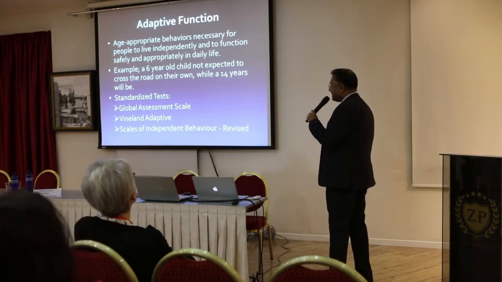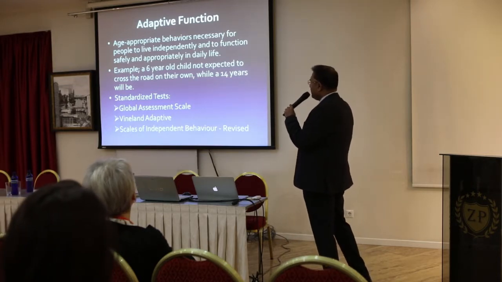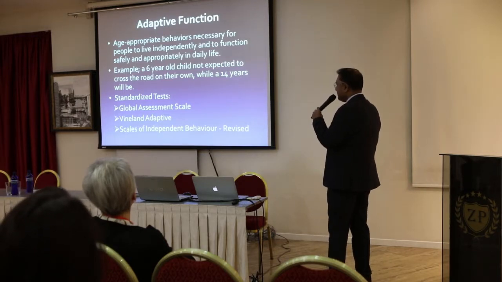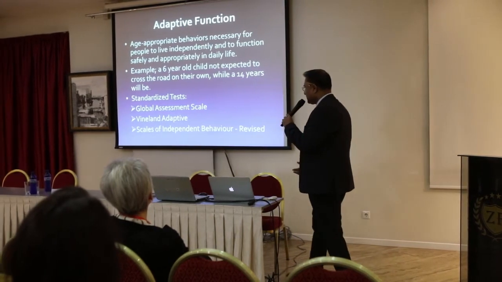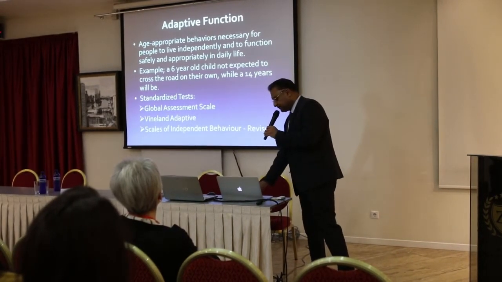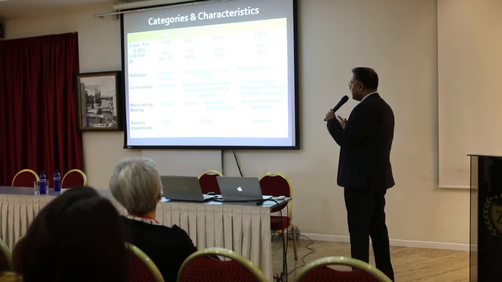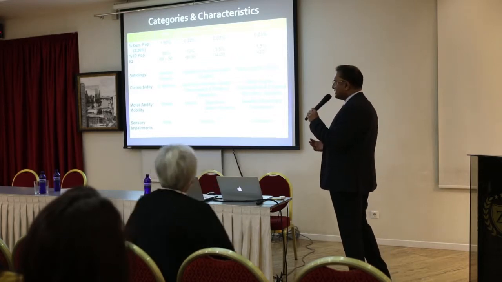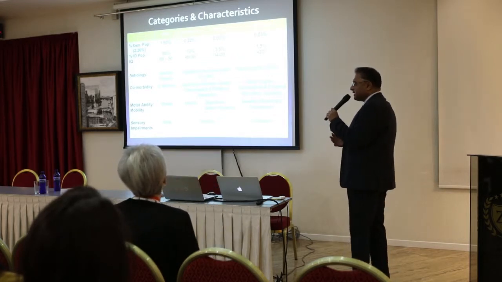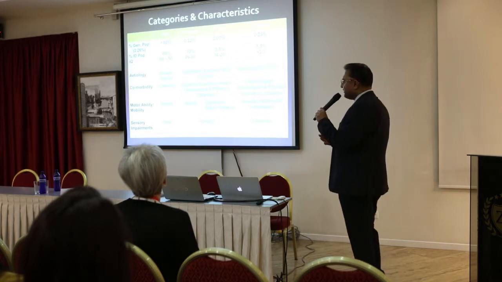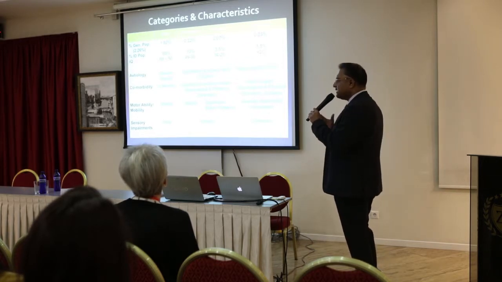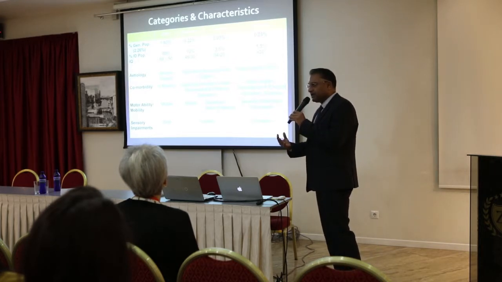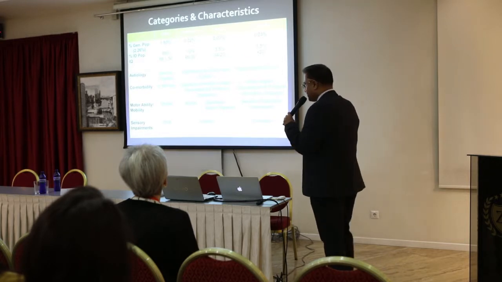And we talked about adaptive functioning yesterday, that it's age-appropriate behaviors necessary for people to live independently and to function safely and appropriately in daily life. And this can be measured using standardized assessments. So now I'm going to take you through the categories of intellectual disability and how to diagnose them clinically, rather than actually having structured assessments. Obviously it's a rough guide, but you can use this guide to correctly identify the severity of intellectual disability without going through a lot of different tests.